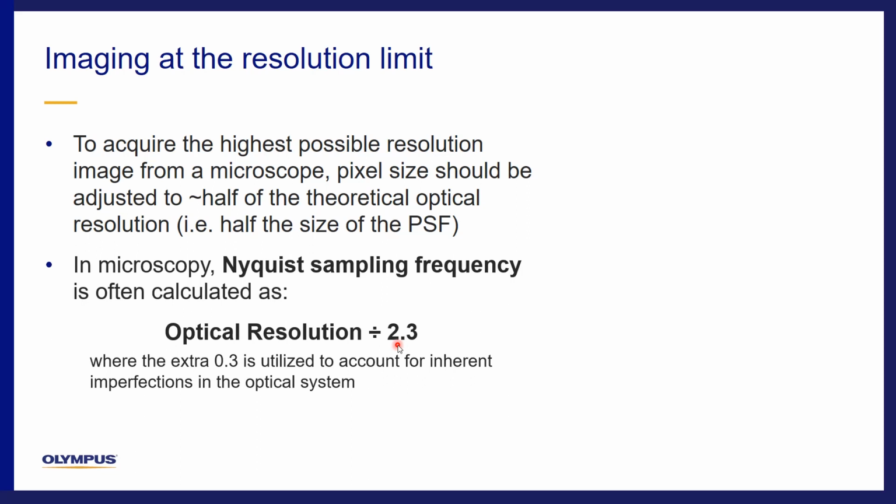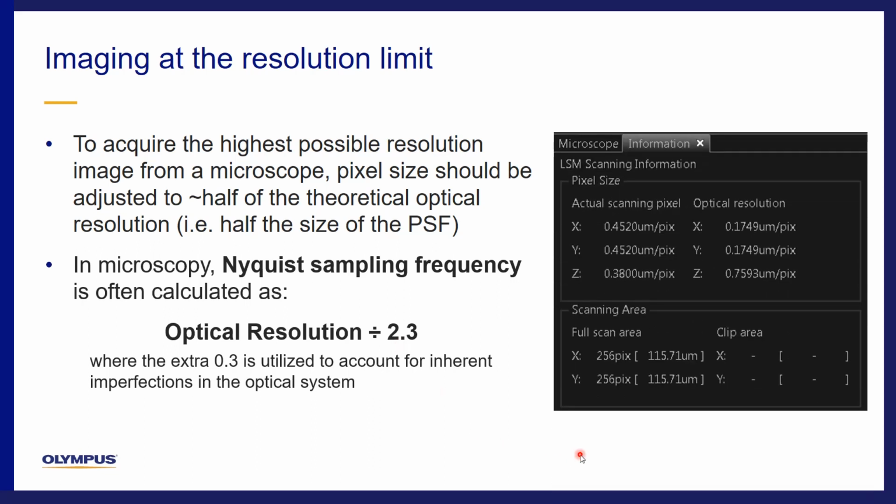If you ask an engineer what Nyquist is, they'll say you divide the frequency by 2, but in optics we usually divide by 2.3. Fortunately, the Olympus FV3000 as well as our older confocal microscopes always calculate the optical resolution for you. We're looking at the information tool window of the FV3000 software here. Our older models, the FV1000 and FV1200, had a similar window, and we display the optical resolution. In this case, this is, I believe, a 60x oil lens, and it's displaying that we could theoretically resolve 0.1749 microns per pixel with this particular objective.